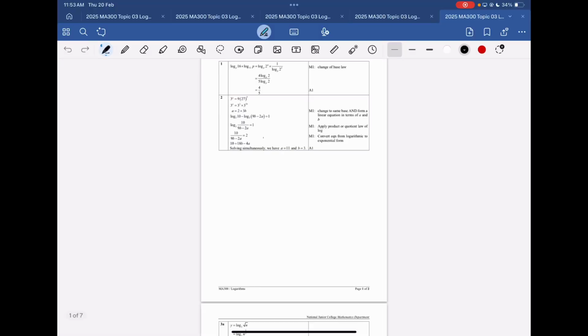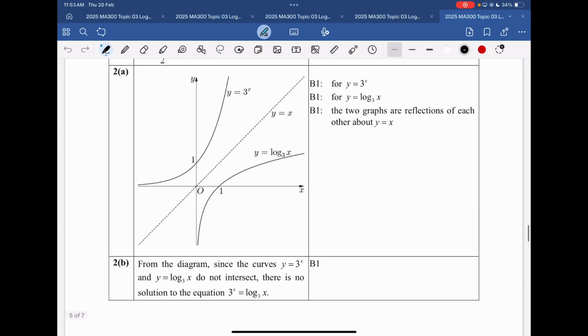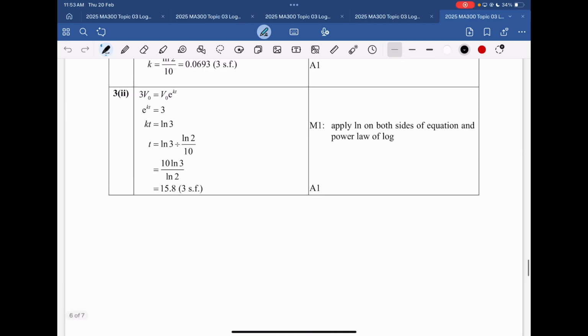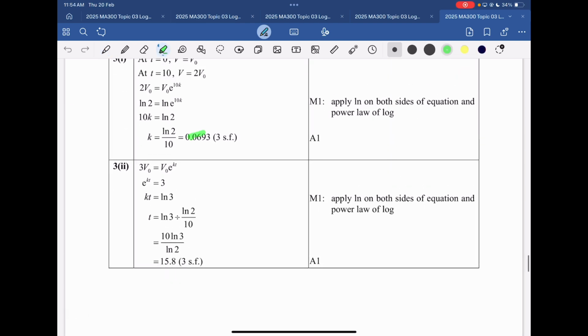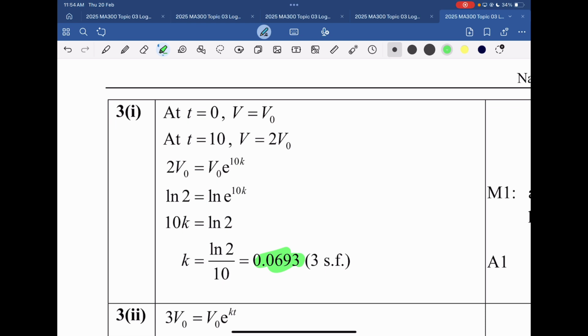Let's take a look at part 3. After you have solved, you should have 0.0693 and 15.8. Let me know if you can get the answer, 0.0693. Very, very easy, simple idea. You just substitute your value as 2V naught and time as 10. This is the mathematical meaning of my house value doubling after 10 years. This is a good house. You must buy.